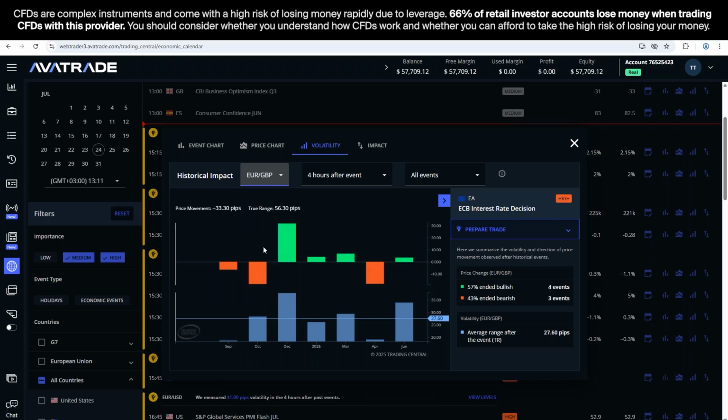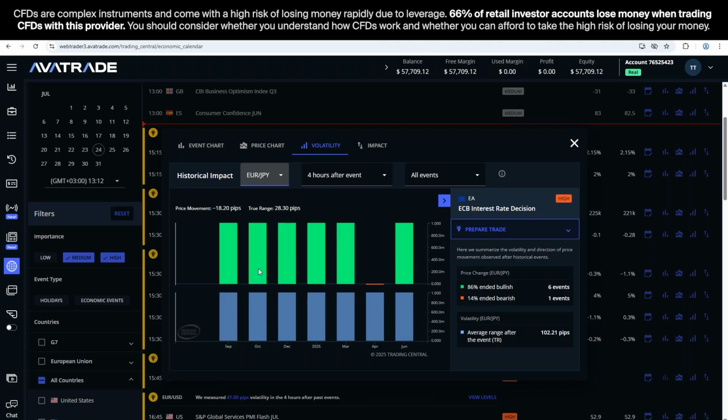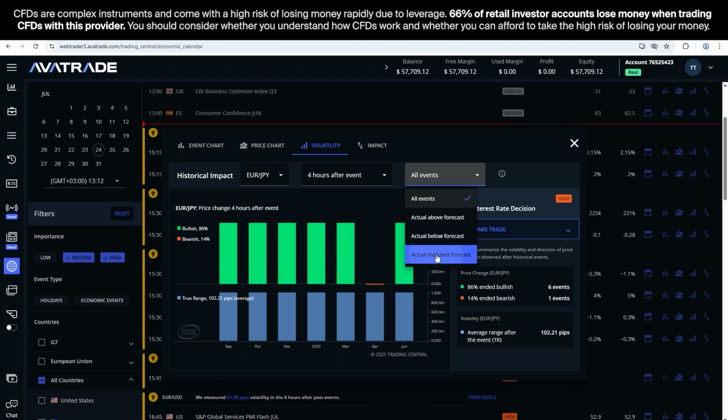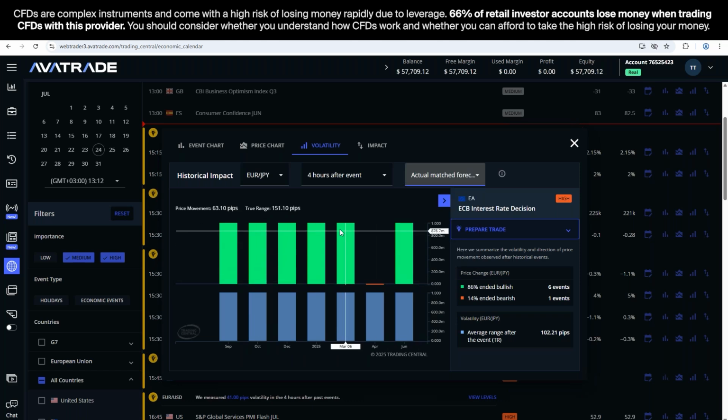look at the Euro GBP. It's similar statistics, but not exactly the same. So you can look for the currency pairing that you think might be best, Euro JPY, for example. Look at that, 86% of the time. If this came in as expected, matching the forecast, the Euro, we're talking over 102 pips.